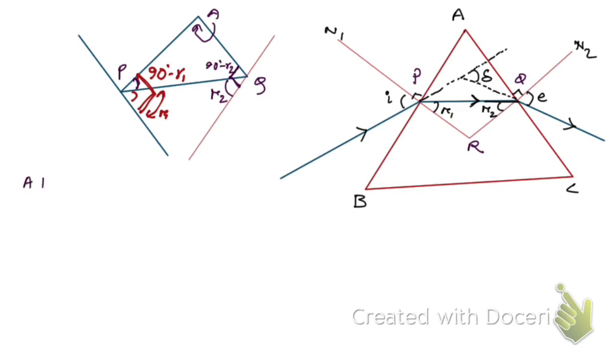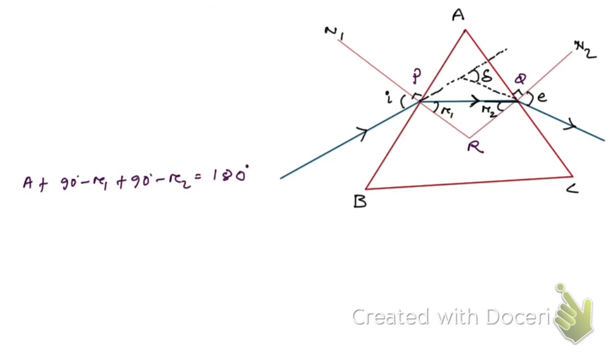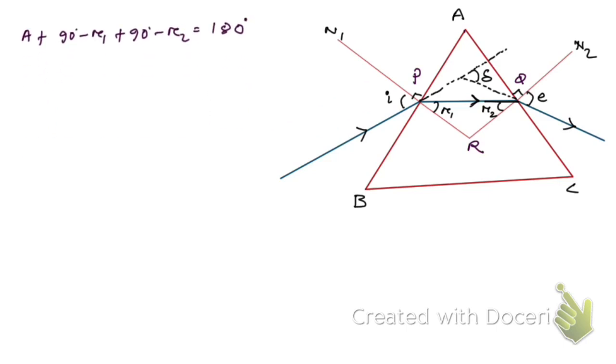So we can write angle A plus 90 minus R1 plus 90 minus R2, since the sum of the three angles of a triangle is 180, right? So that's what we can write. So let me clean this first, okay. So we have got this relation, and from here you see this 90 plus 90 is 180, cancel by 180, so A minus R1 minus R2 is equal to 0, right? So A will be equal to R1 plus R2. So this is, suppose, equation number 1.